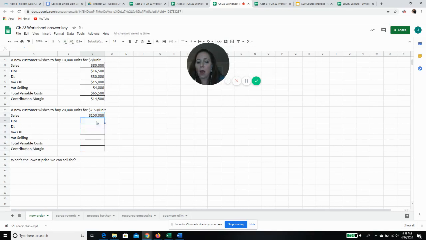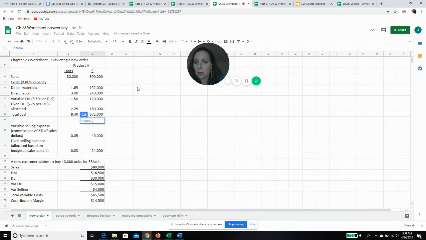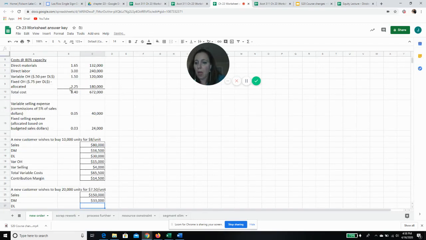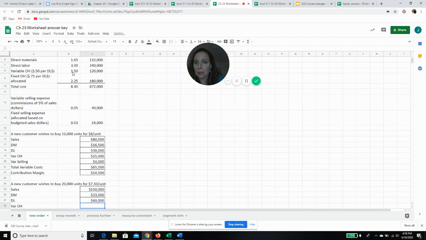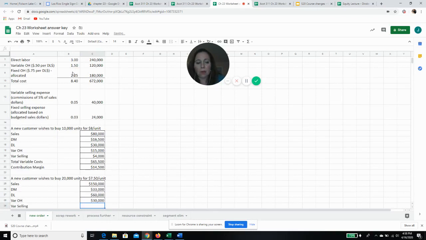Okay. Our direct materials is going to be 20,000 units times $1.65. Our direct labor is going to be 20,000 times $3 a unit. And our variable overhead is going to be 20,000 times $1.50 a unit. Our variable selling is going to be our $150,000 times 0.05 because we're paying commissions of 5% of sales.